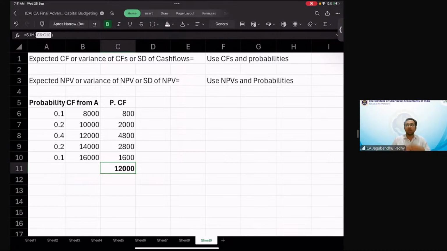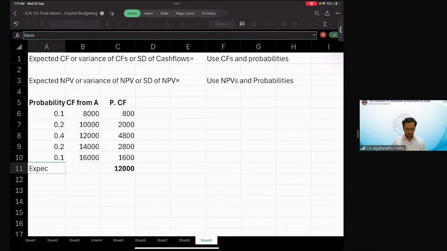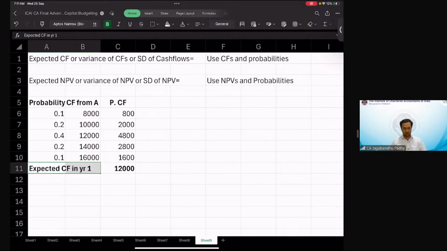So it means the project is pretty simple. We are going to invest today 10,000, but that 10,000 is going to come back to us in the form of a 1 year single cash flow amounting to 12,000. This is the expected cash flow of project A in year one.